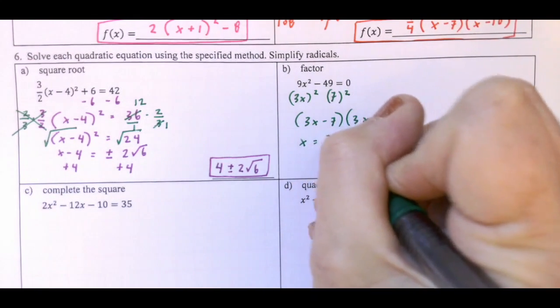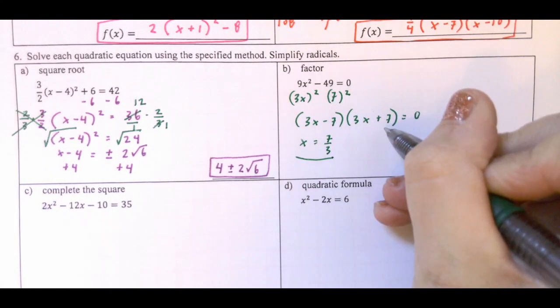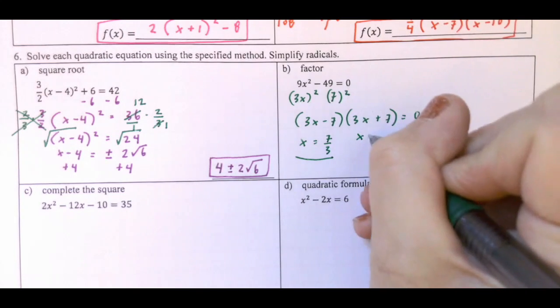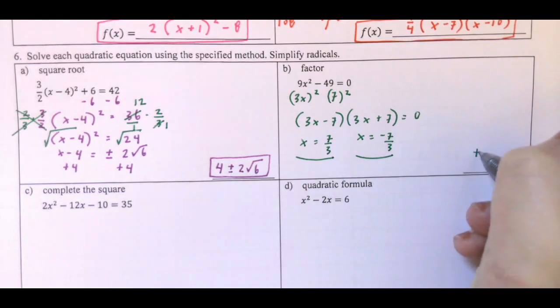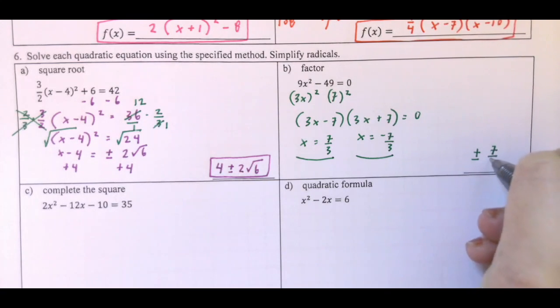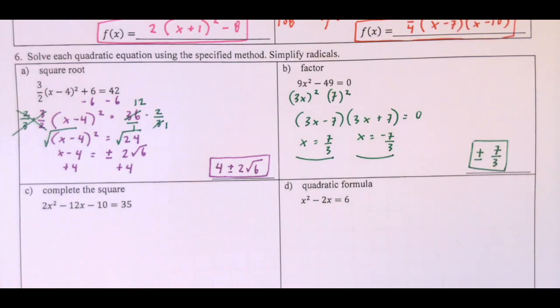So x equals 7/3. And here I'd be subtracting 7 and dividing by 3. So negative 7/3. Totally fine if you write that as plus or minus 7/3. Right? I would also take that as 2 1/3, plus or minus 2 1/3. That would be fine also.